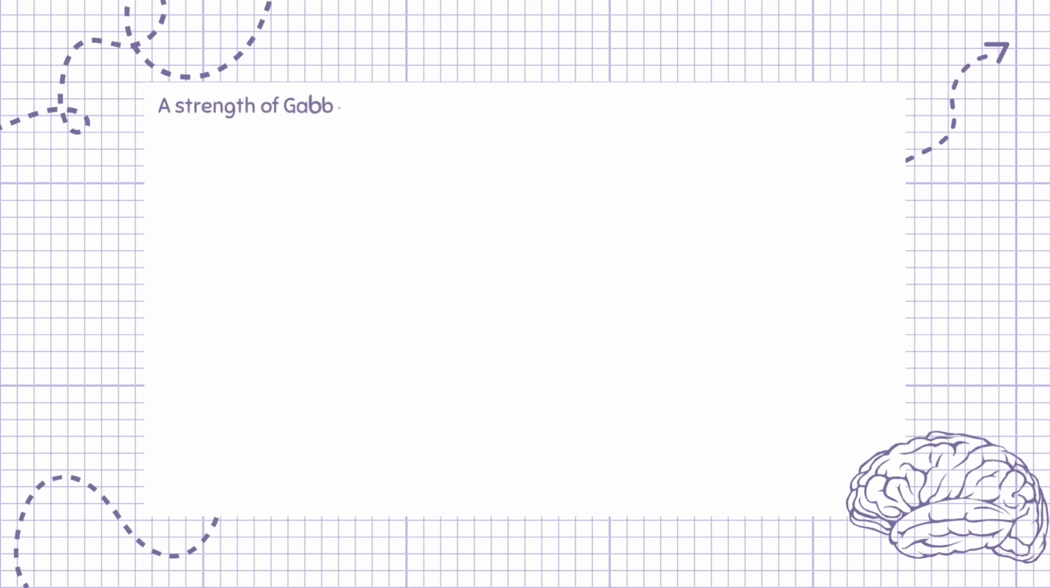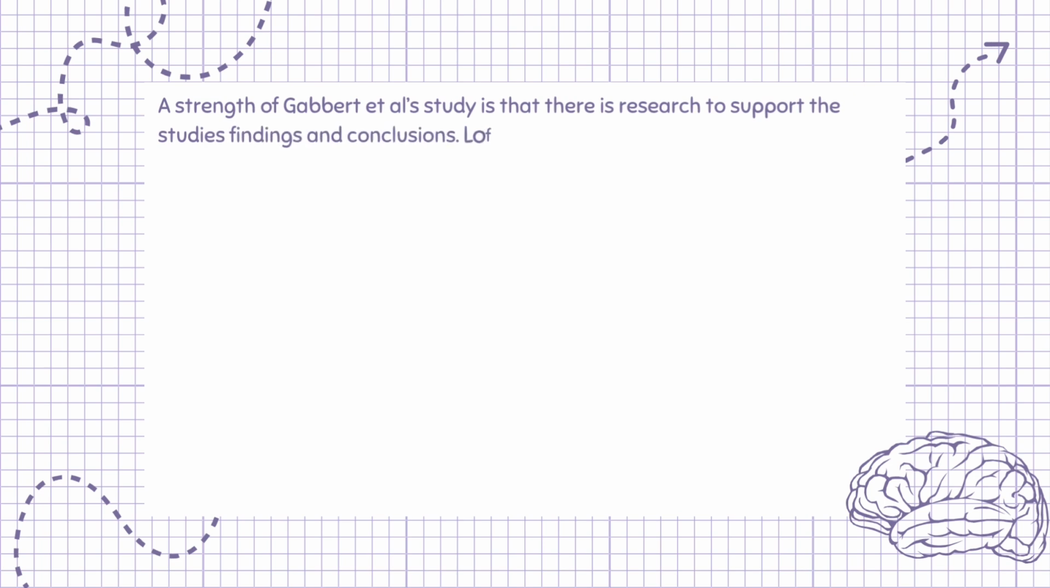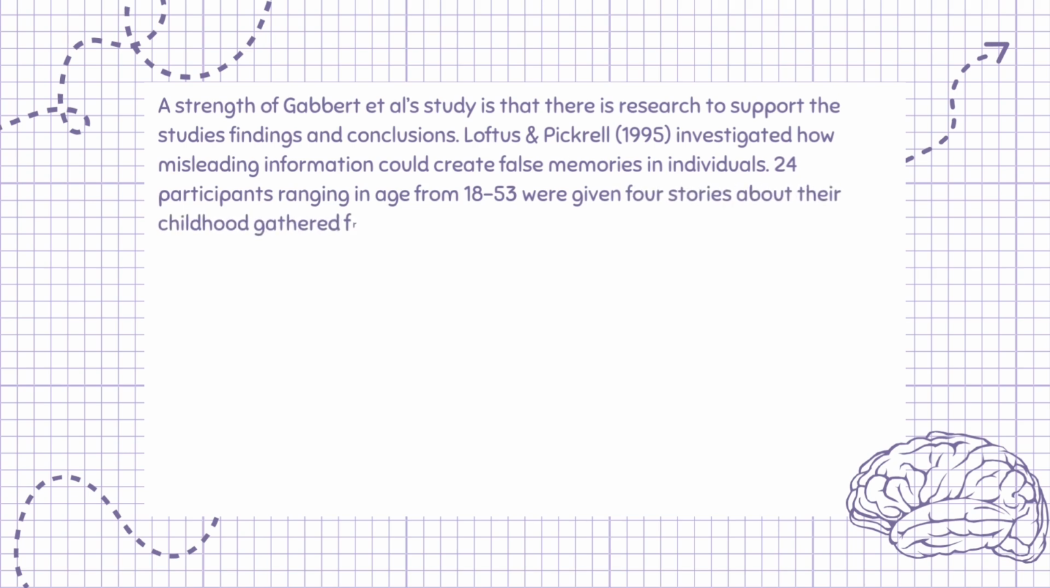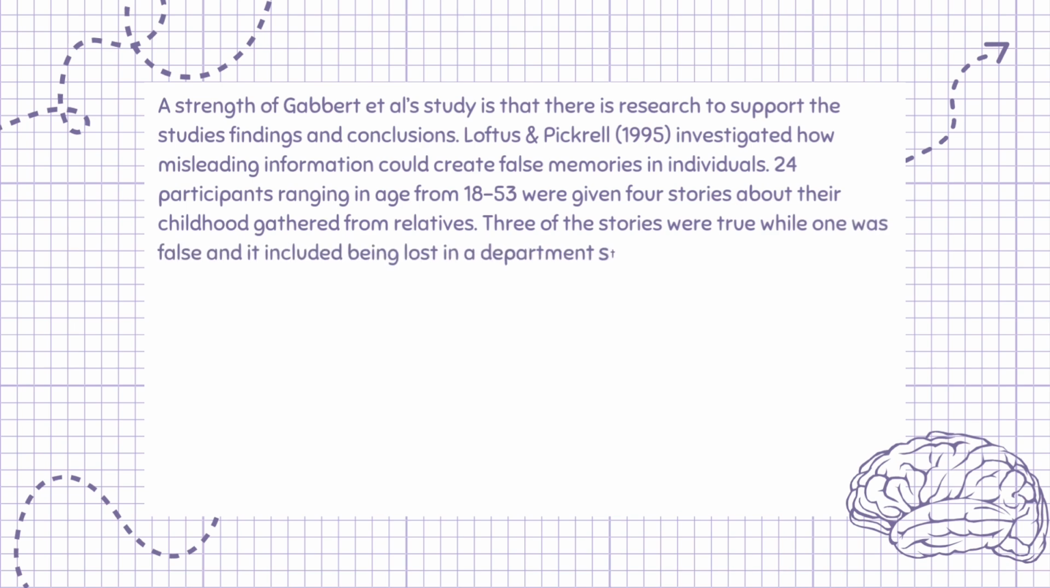A strength of Gabbert et al.'s study is that there is research to support the study's findings and conclusions. Loftus and Pickrell, 1995, investigated how misleading information could create false memories in individuals. 24 participants ranging in age from 18 to 53 were given 4 stories about their childhood gathered from relatives. 3 of the stories were true while 1 was false, and it included being lost in a department store when aged 5 and an elderly lady rescuing them.